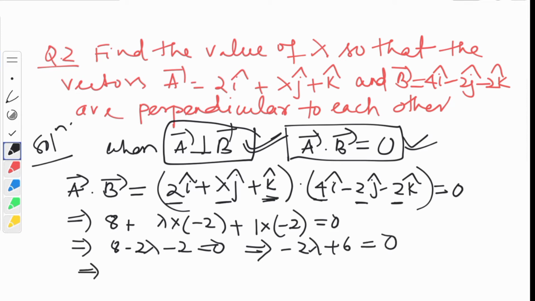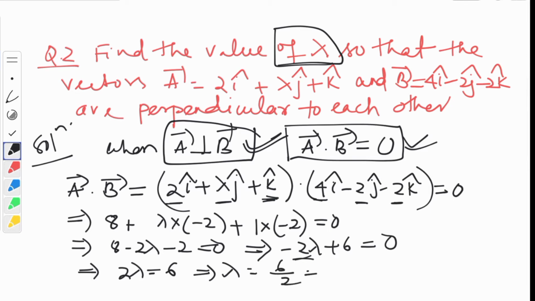So what will we get? We have to find out the value of lambda. So 2 lambda is equal to 6. Just rearrange the thing. Then lambda is equal to how much? 6 by 2, that is 3. This is your final answer, children. This is the easiest one. Okay, got it?